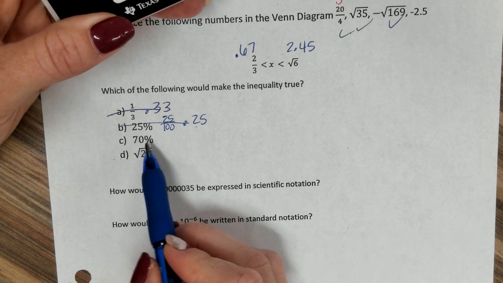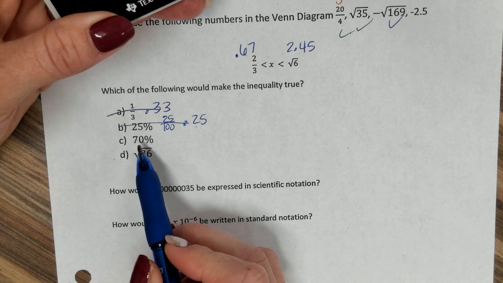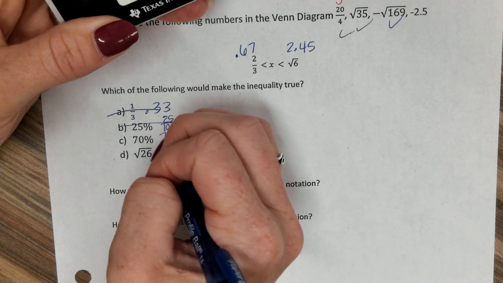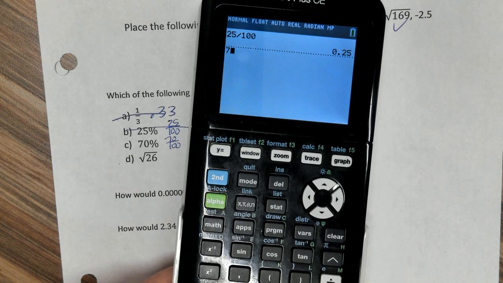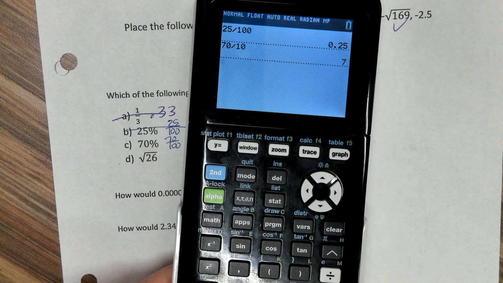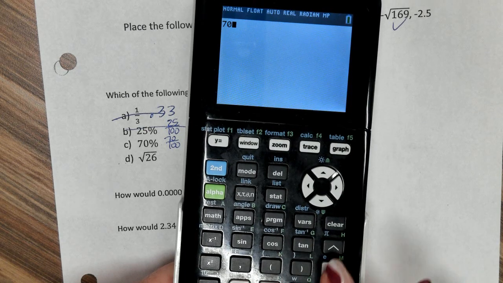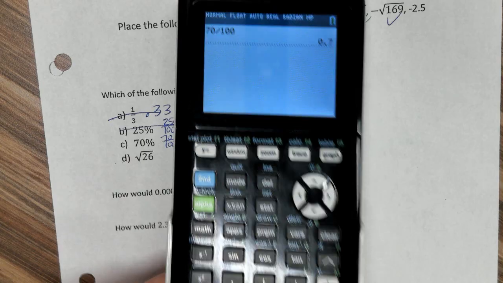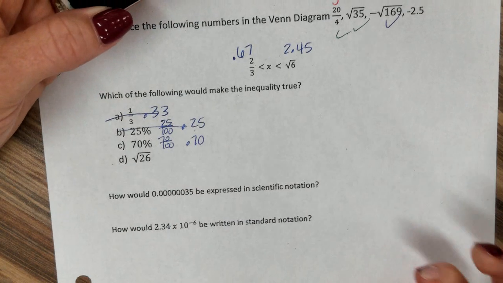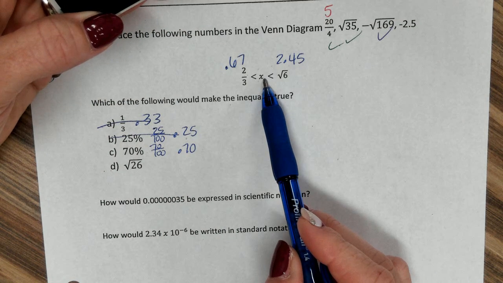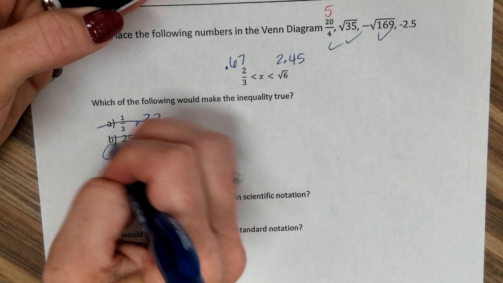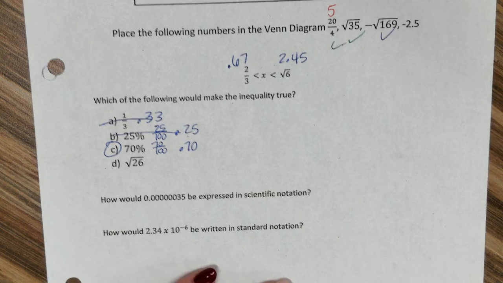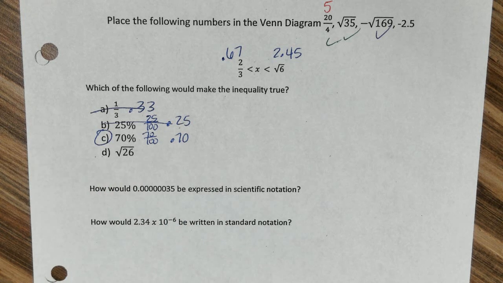Again, how do I change this percent to a decimal? Put it over 100. What is 70 over 100? Oh, that's 70 over 100. How much money is that? 70 cents. Would 70 cents fit between those? Yes, so that's my answer. So I don't even need to look at choice D. Are y'all good with this? Yes or no? We're okay?